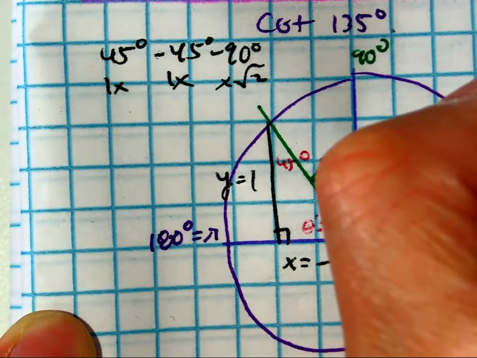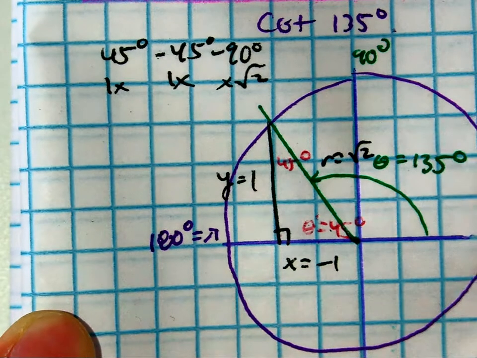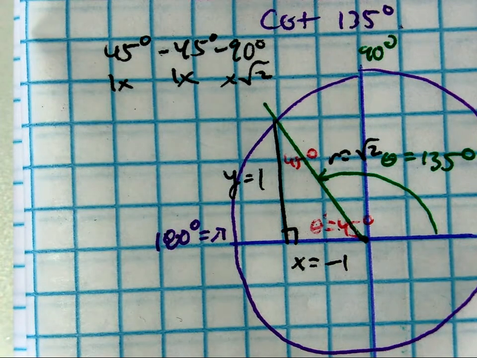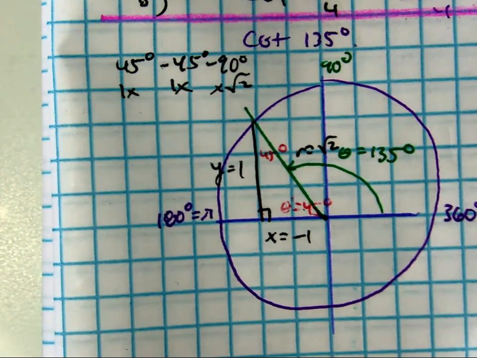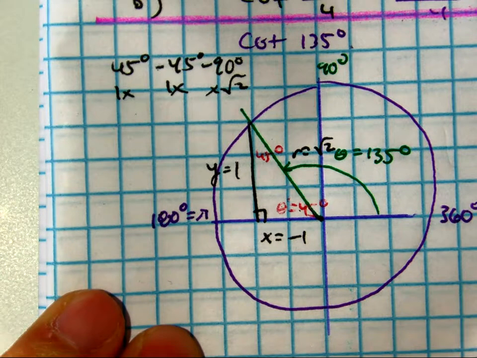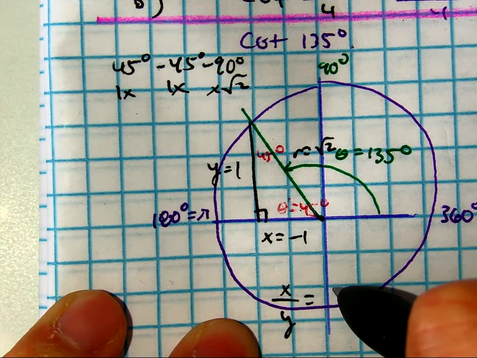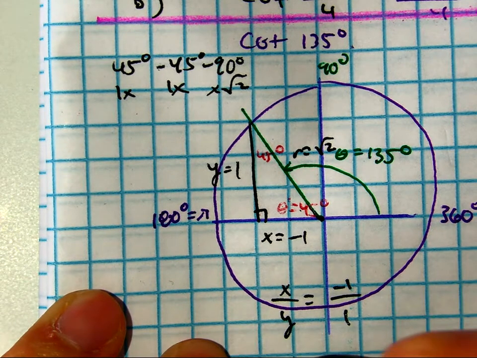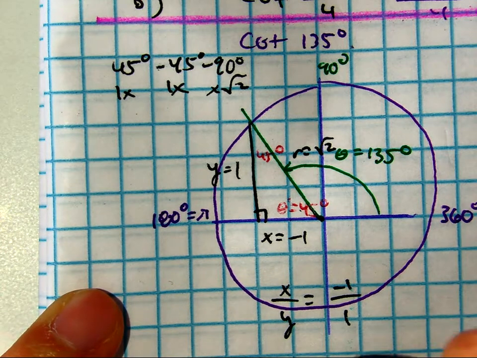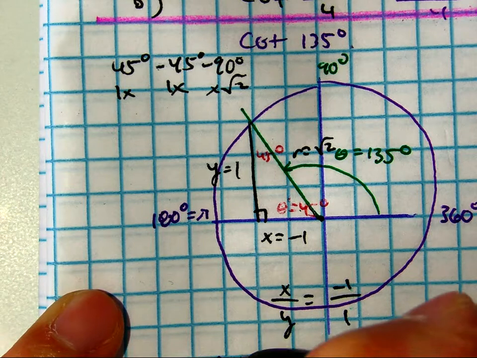So cotangent is which letters? X over y, so that would give me a negative 1 over 1, which gives me an answer of negative 1. Cotangent of 3 pi over 4 equals negative 1. Raise your hand if you got that.